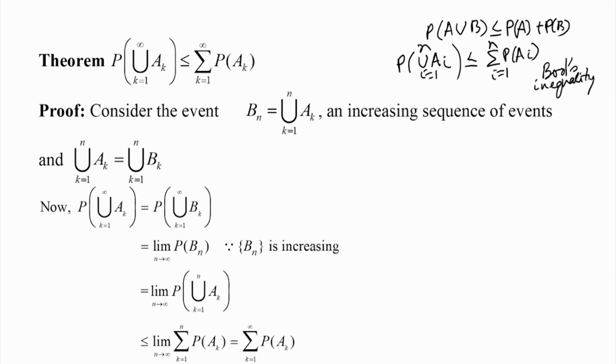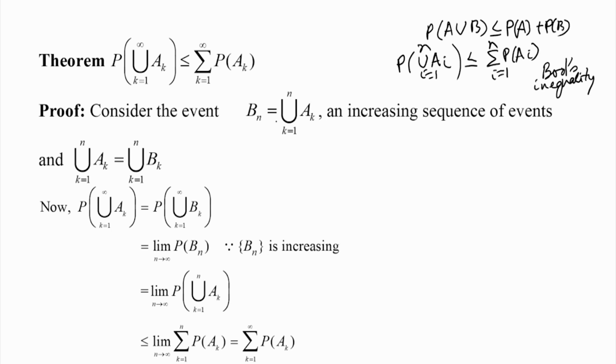Similar to that, now we can establish one inequality for the infinite sequence. Here it was a finite sequence, so we applied the principle of mathematical induction and we could establish this, but how to prove this? The probability of the union of A k, k going from 1 to infinity is less than or equal to the infinite sum of the probability of A k, k going from 1 to infinity.